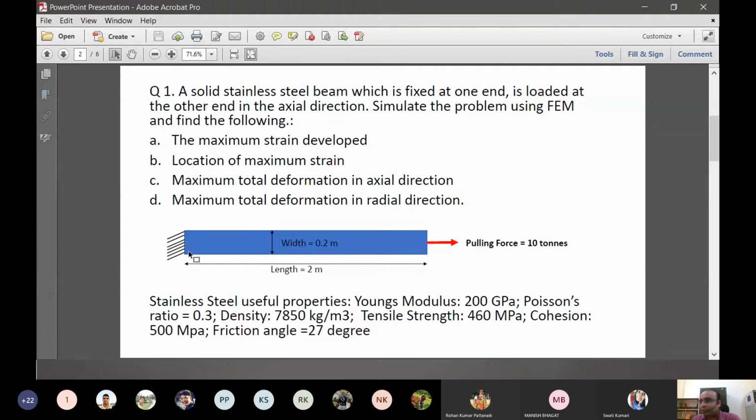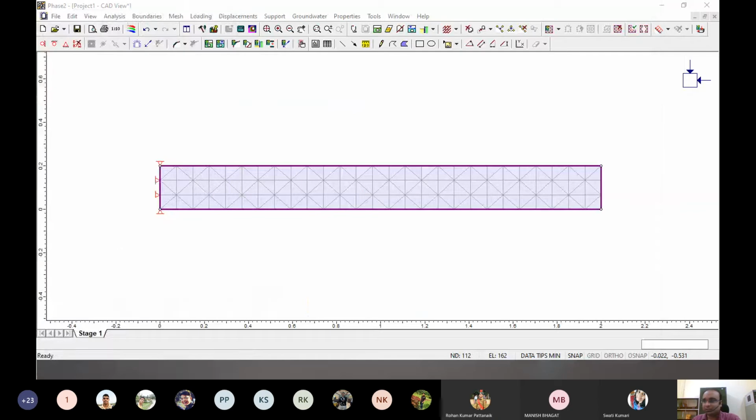So we don't want our beam to move to any side, neither here nor here. It has to be fixed at this end. That's the whole question, right? A stainless steel beam which is fixed at one end. So fixed at one end means it is not allowed any movement. Therefore we restrict both x and y.